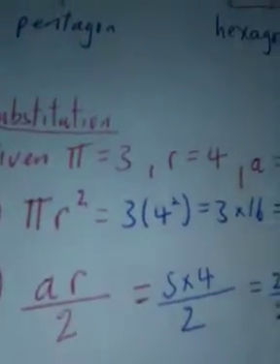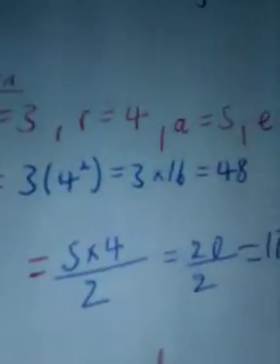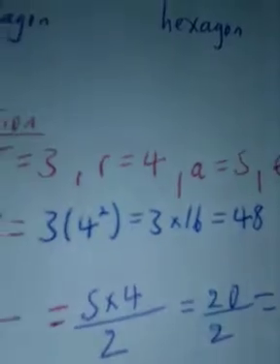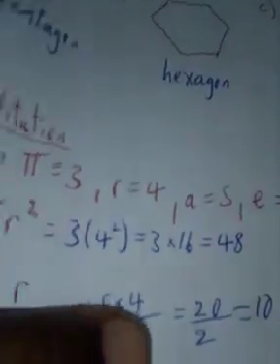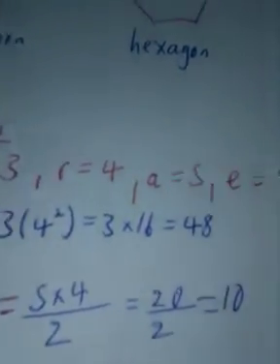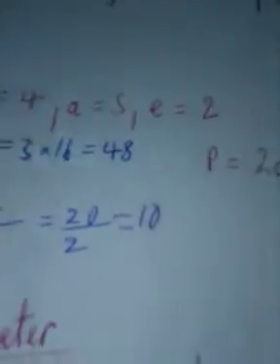A r means a times r. It is what? 5 times 4, over 2. I can cancel right here. I can say 2 into 2 goes once, 2 into 4 goes twice, and the answer would be 10. Or you go the long way. I can say 5 times 4 is 20, divided by 2 is equal to 10.